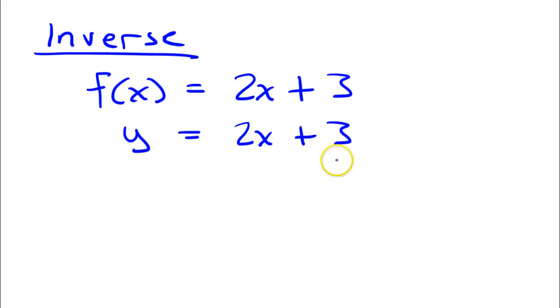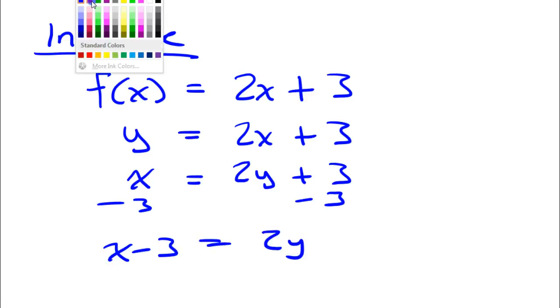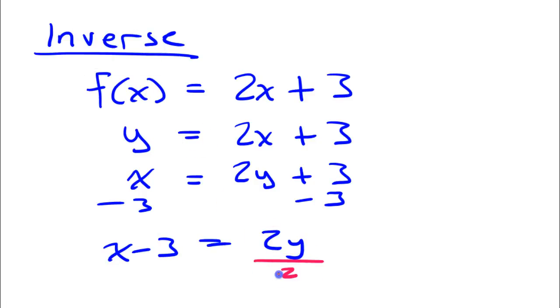So to find the inverse function, you do two things. You switch x and y, and then you solve for y. I'm just going to repeat that. Switch x and y, solve for y. So first of all, I switch x and y. So the x goes here, the y goes there, and then I'm solving for y. So if I subtract the 3, now I have x minus 3 equals 2y, and then I would divide by 2.